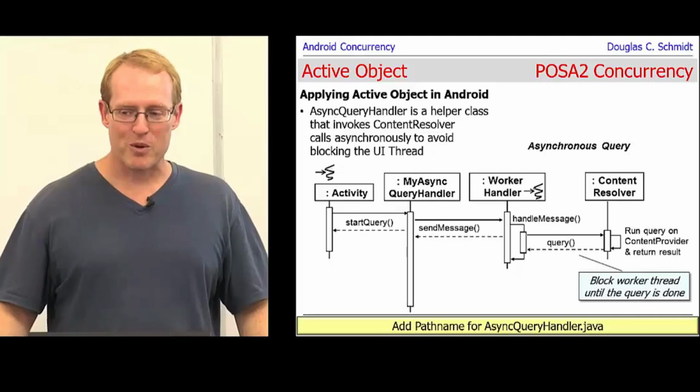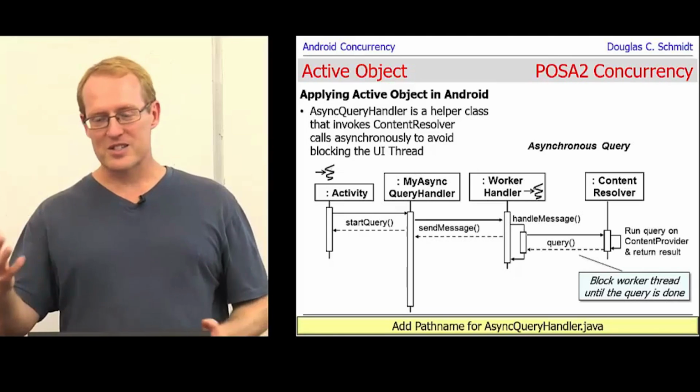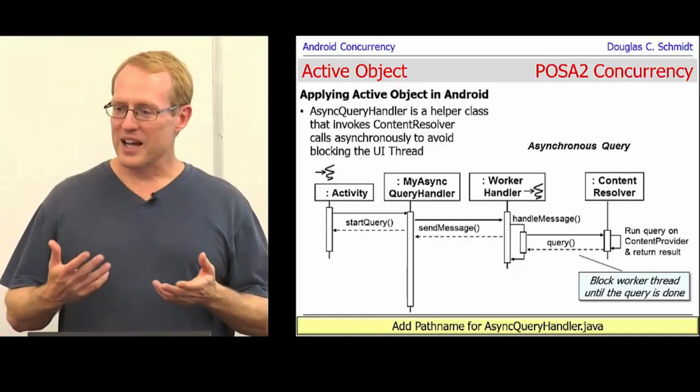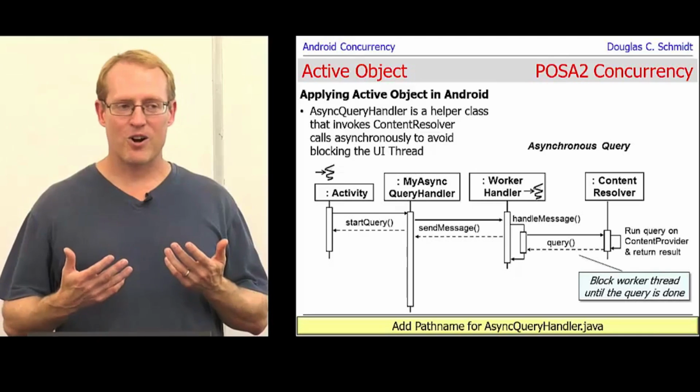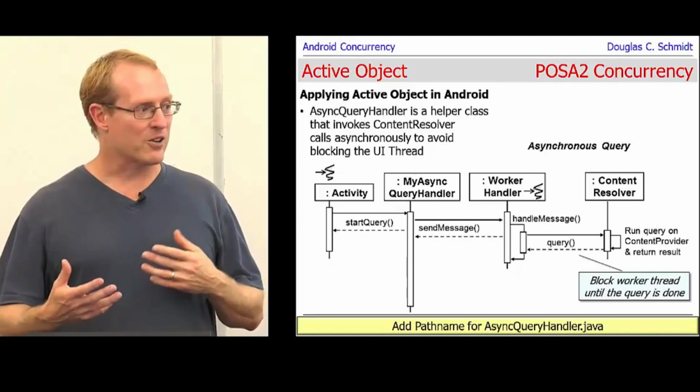I remember over the summer we were doing a project with some folks here, and we were trying to decide: do we use async query handler, do we use cursor loaders? I think one of the things that made async query handler hard at the time was not really knowing how all the pieces fit together. Once you know the pattern, it makes it a lot easier.